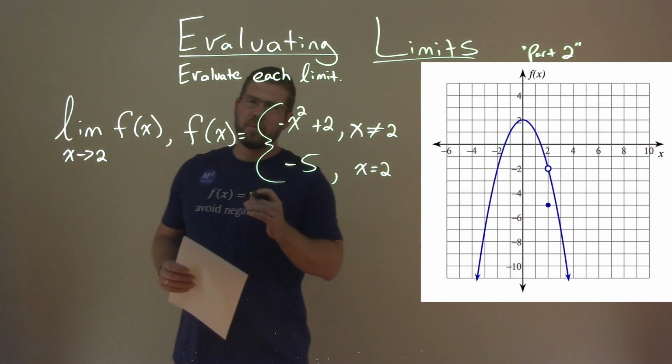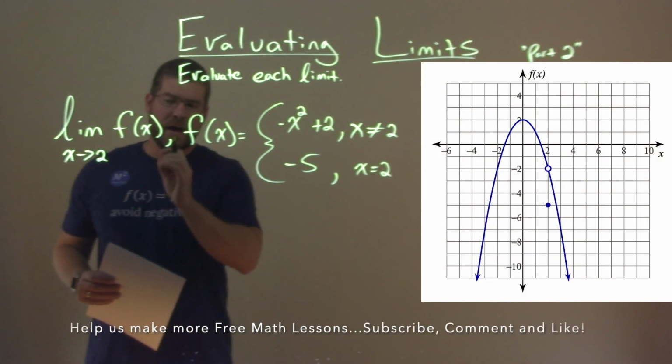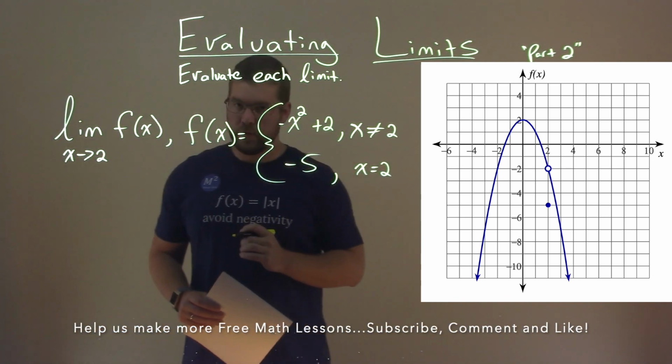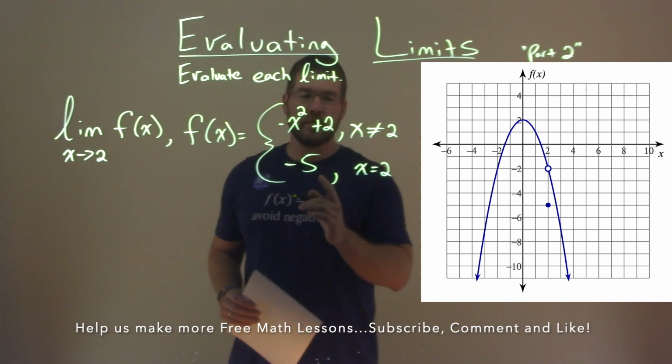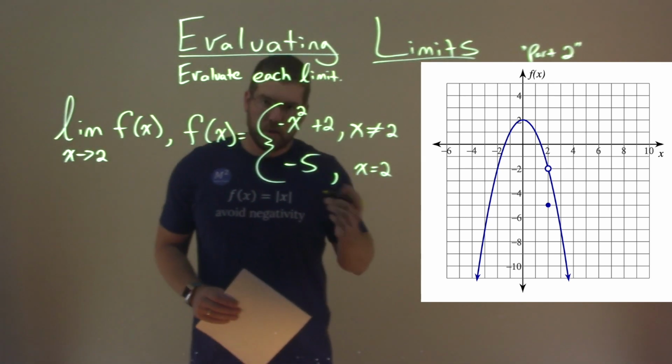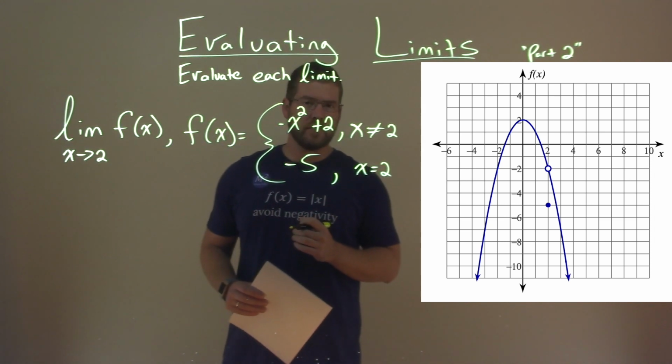We're given this problem right here. The limit as x approaches 2 of f of x, where f of x is equal to the piecewise function negative x squared plus 2 when x is not equal to 2, and negative 5 when x is equal to 2. And we have to find this limit.